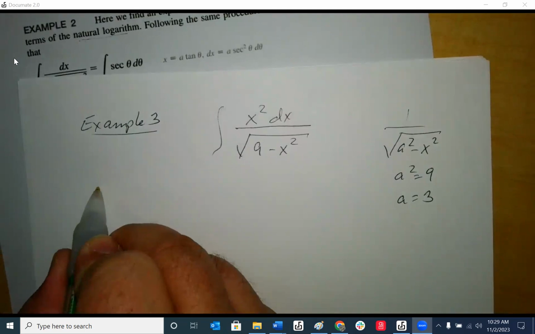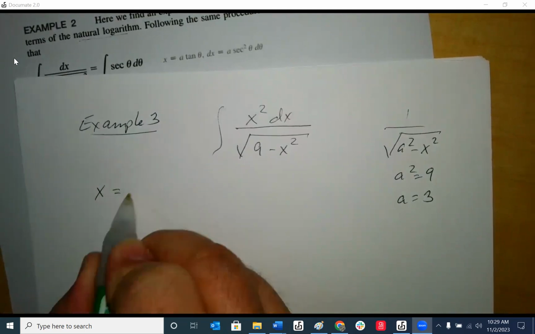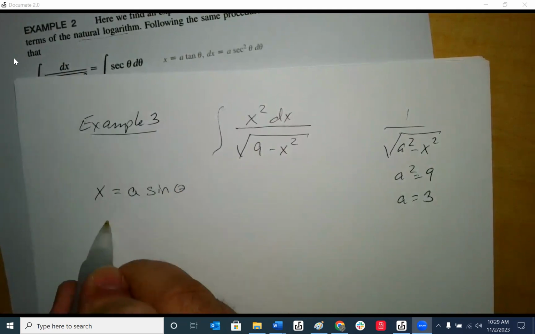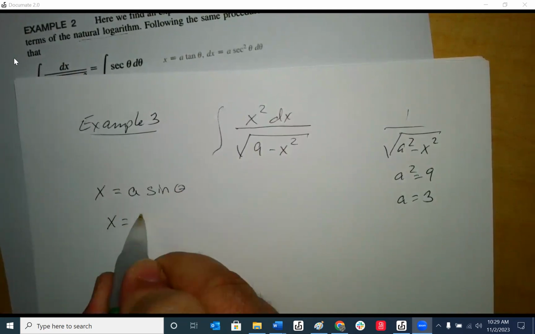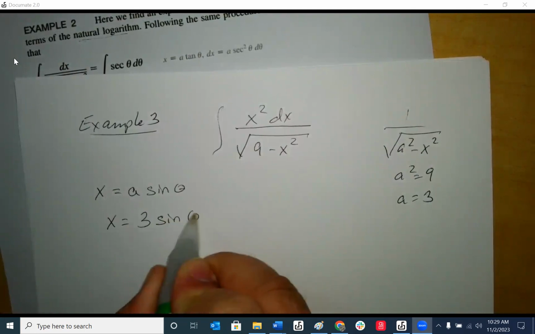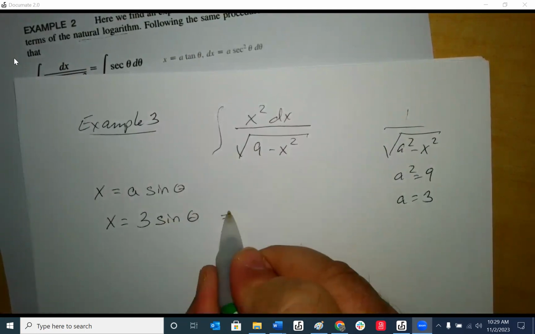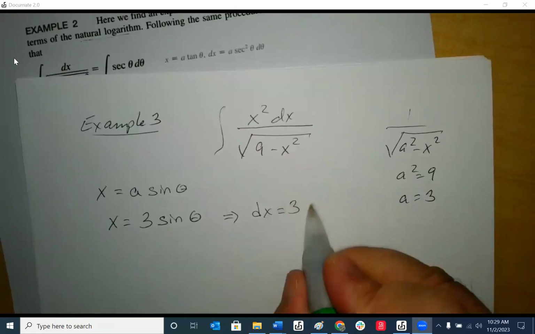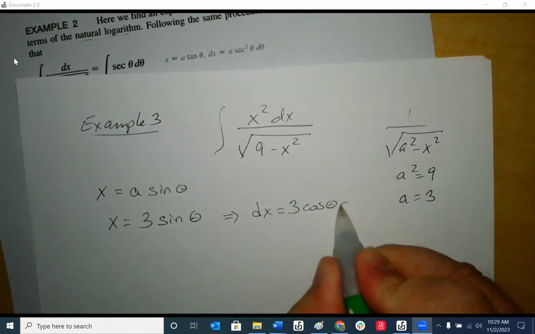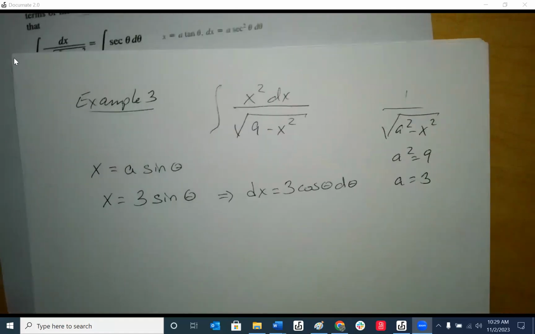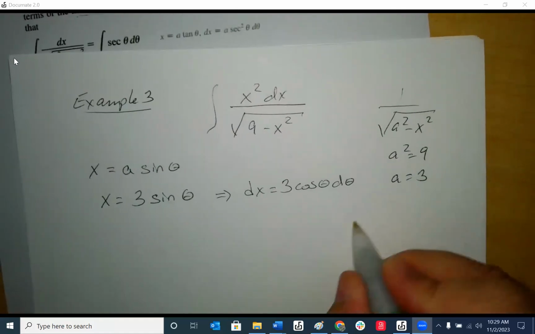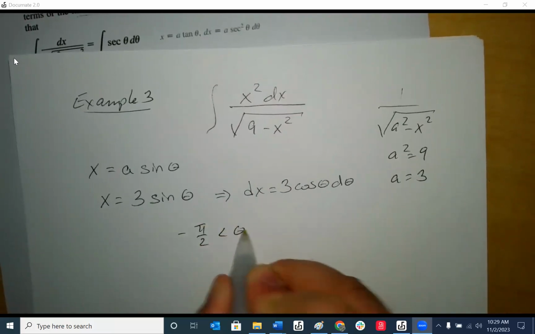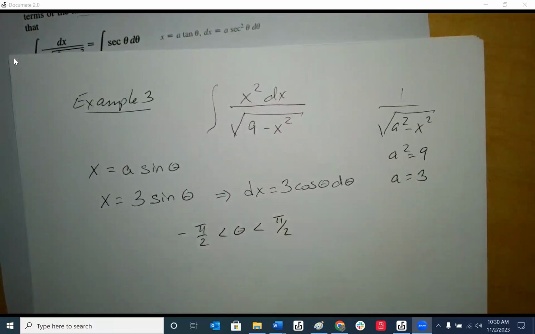So our x is equal to a sine theta, which is 3 sine theta. We have to find the derivative of that. The derivative of sine is cosine, d theta. Again, the domain of this is going to be negative pi over 2 to pi over 2.